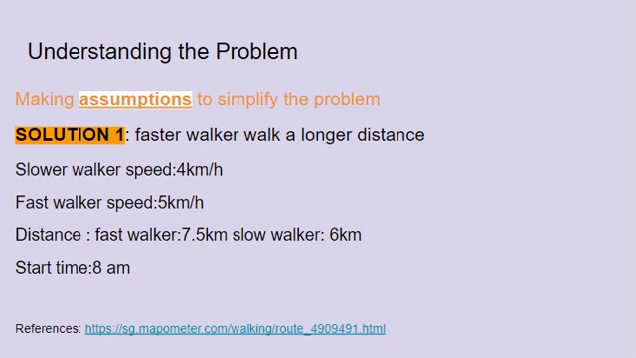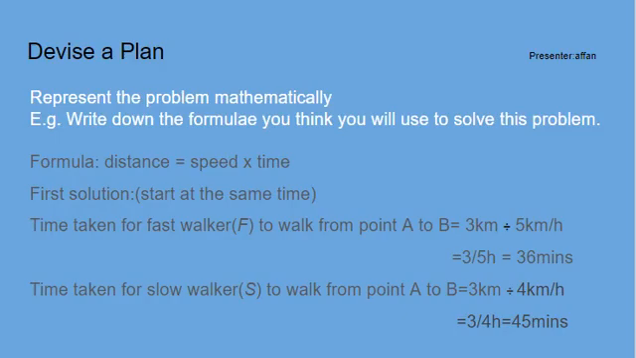So we assume that the slow walker will walk at 4 km per hour, and the fast walker will walk at 5 km per hour. The distance the fast walker needs to walk is 7.5 km, and the distance for slow walker is 6 km. We will start everything at 8 a.m. Okay, to find the distance, we will need to multiply the speed and the time. So the first solution, we will start at the same time, but later the second solution we will start at a different time.